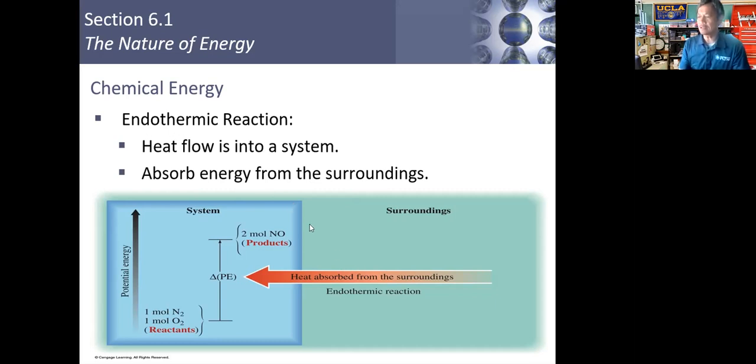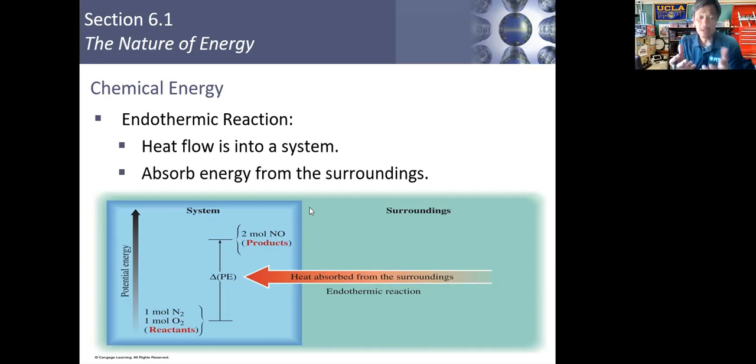That means heat is going to flow into the system in order to get the reaction or chemical process to occur. What we start out with is going to have less energy than what we end up with. That's the reason heat has to flow into the system: to add more energy into the chemical system and raise the product up to a higher potential than the reactant. So with endothermic processes, the products end up at a higher energy.